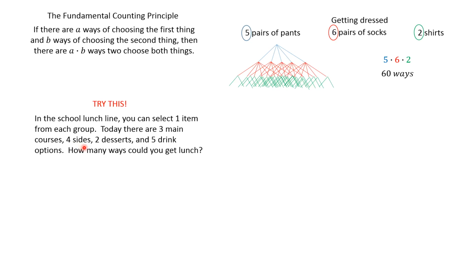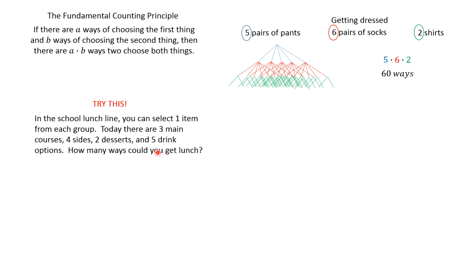And there's four sides. You could get a salad. You could get fries. You could get beans. Or you could get coleslaw. Two desserts. Ice cream or pie. And five drinks. You could get chocolate milk, regular milk, water, orange juice, or apple juice. How many ways could you choose to get your lunch?